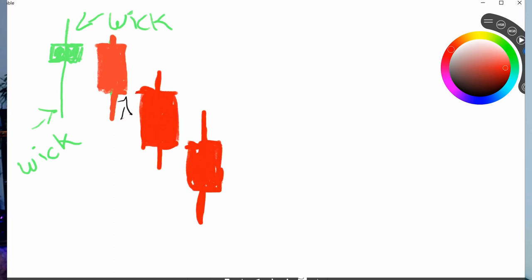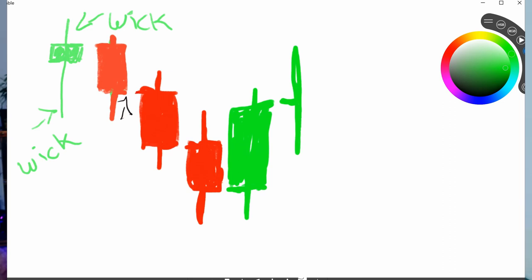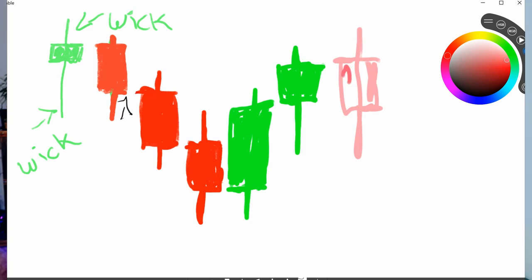Maybe we get a green one now, so the price opens here, and then up, down, up, loads of buys in the market, closes here, and let's just fill that. I'm just speeding through this. Another one opens here, up, down, closes here, and I get another one of these. You can just draw another red one, up, down, closes here, and there we go. And that is your trading chart.